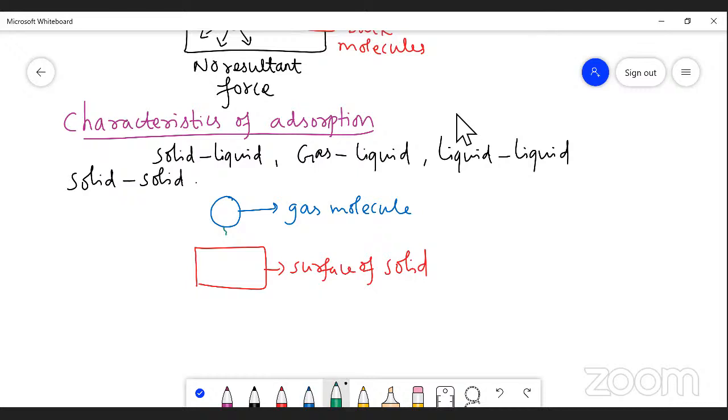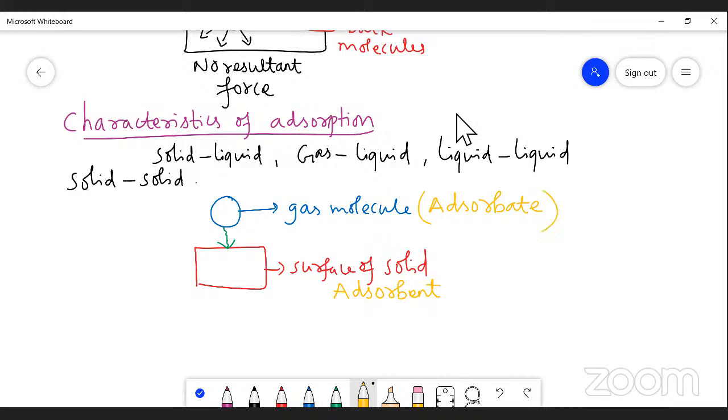It is going to be adsorbed on the surface of a solid. Imagine that I'm taking the surface of a solid, and this should be acting as a what? Adsorbent. The solid surface is acting as an adsorbent, and the gas molecule is acting as an adsorbate. Now, what is adsorption?